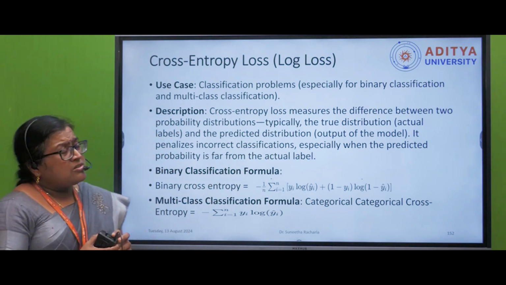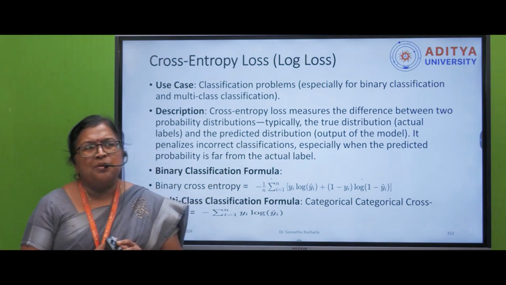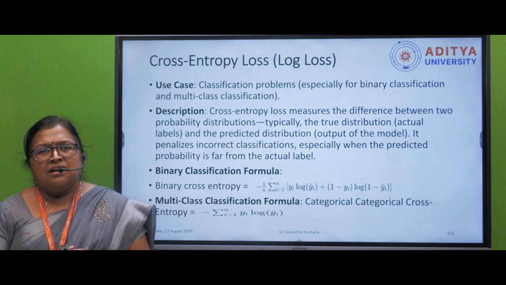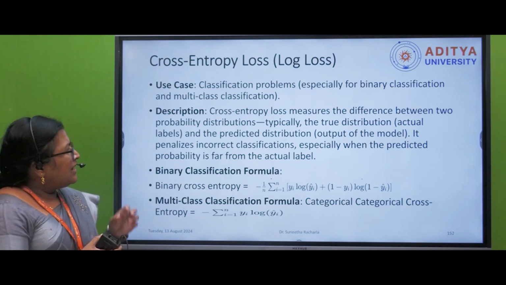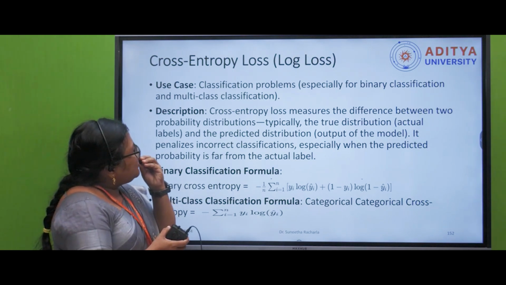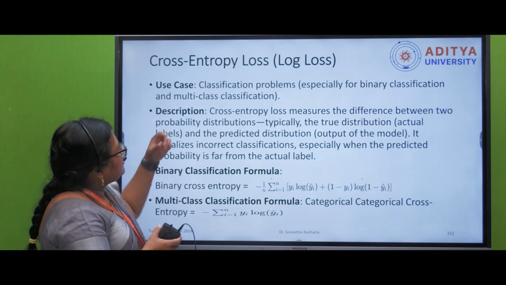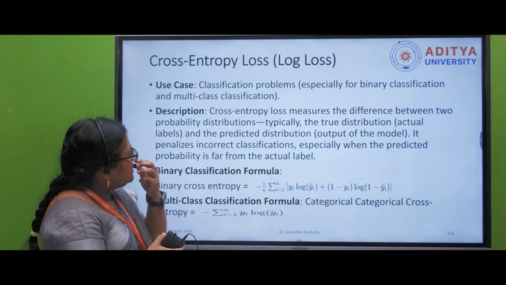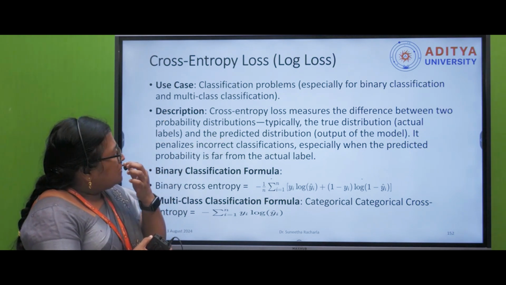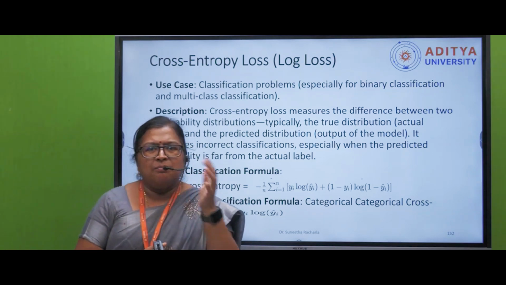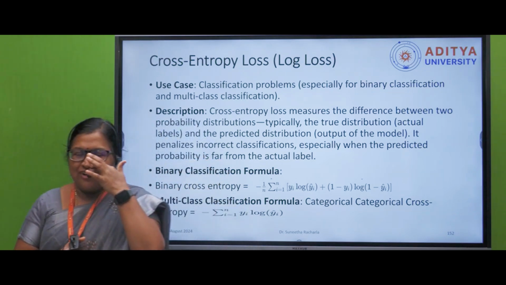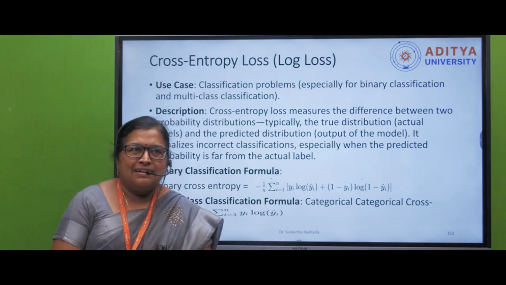So the next thing is cross entropy loss. This cross entropy loss we normally use in classification algorithms, particularly binary classification and multi-class classification. This cross entropy depends on the probabilities. For example, I'll take the same example.